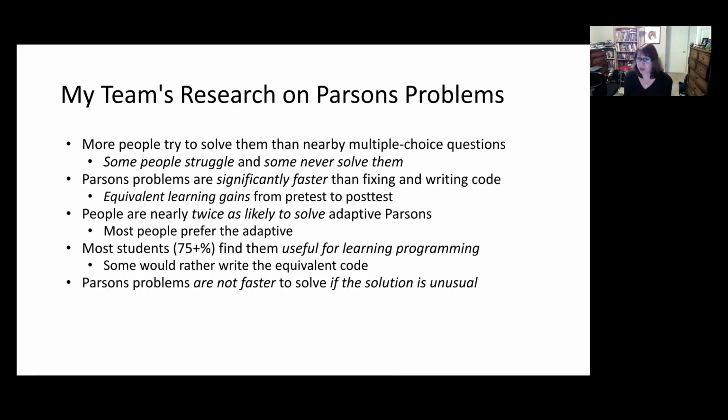We also found from log file analysis of both adaptive and non-adaptive Parsons problems that people were nearly twice as likely to correctly solve the adaptive ones. And I'll explain what I mean by adaptive in a moment. And most people prefer the adaptive.